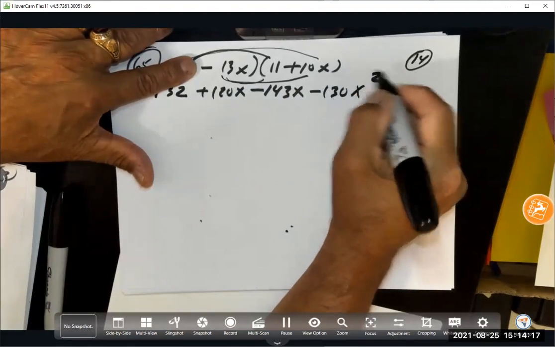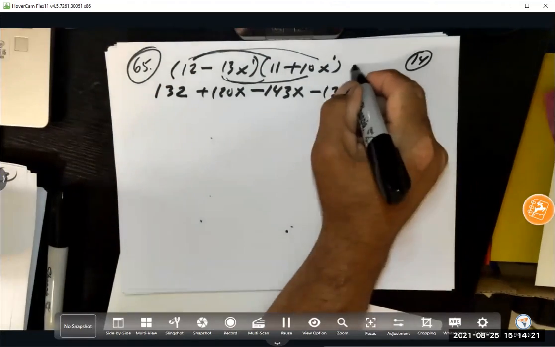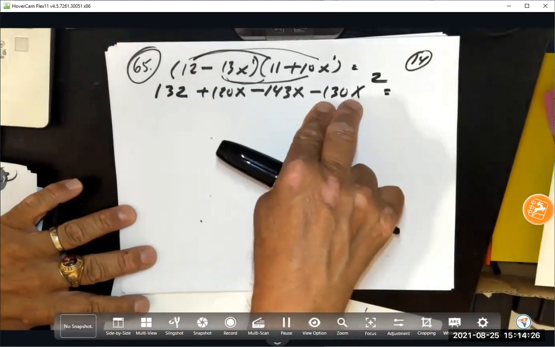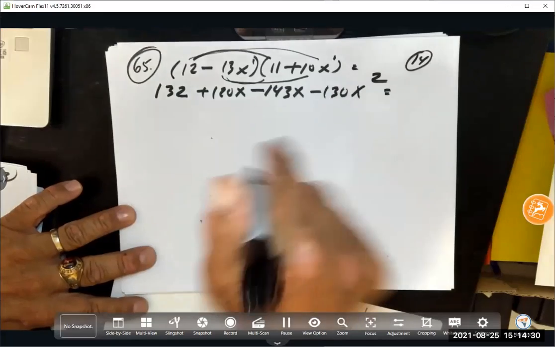Somebody says square, yes or no? Because this is a 1 power and a 1 power is a 2 power. Yes. So let's think like Las Vegas or whatever. Now you're a high roller guy or something. Negative 130x squared. Is that the only x squared we have? Yes. So copy.